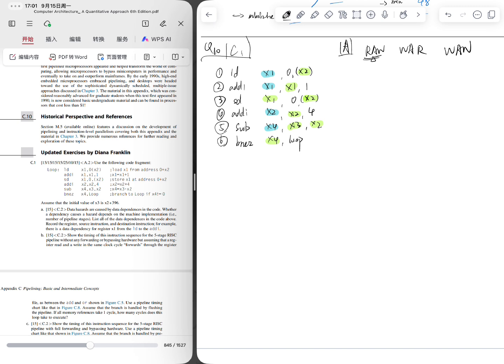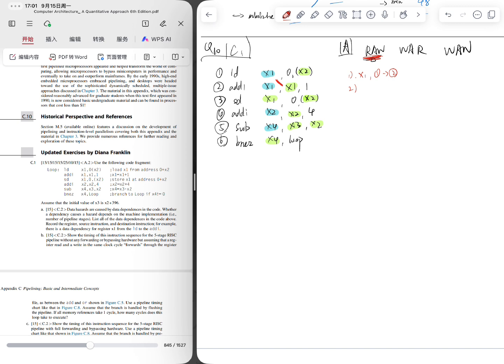RAW means if here is a read and here is a write, that is RAW, right? So let's find it. Are there any read after write here? Yes, sure. Let me use the red pen here. Yes, red. We are reading x1, but writing x1 in instruction 1. So for x1, from instruction 1 to 2, there is a RAW, right? And is there anything else?